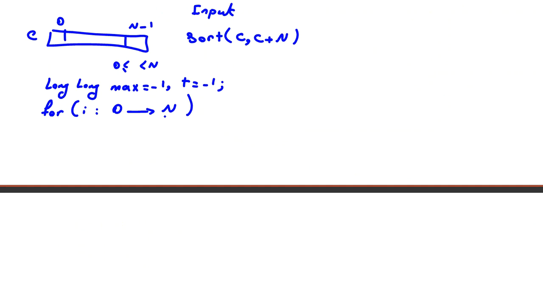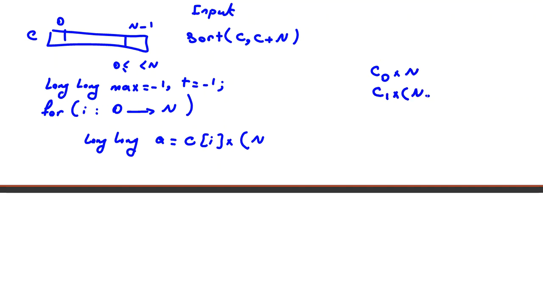Then we say, for i from 0 to n, you define a long long. For example, our new amount is C[i] times n minus i. So we know C0 times all of them, times n. C1 times n minus 1, because here it is 0-based. So times n minus i.